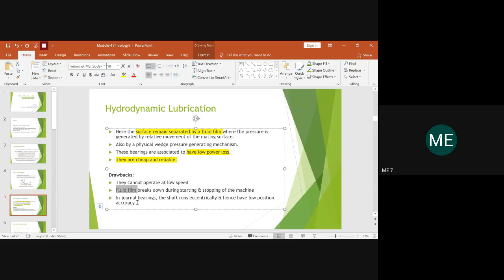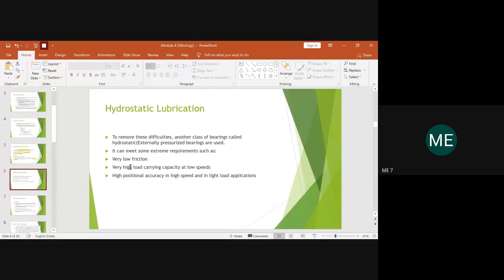And lastly, the third one is that in hydrodynamic journal bearings, the shaft always runs eccentrically, and hence it has low position accuracy. So due to this, we need something better to overcome these drawbacks. To overcome these drawbacks, another class of lubrication came into the picture, which is our hydrostatic lubrication. So what are the important features associated with hydrostatic lubrication?